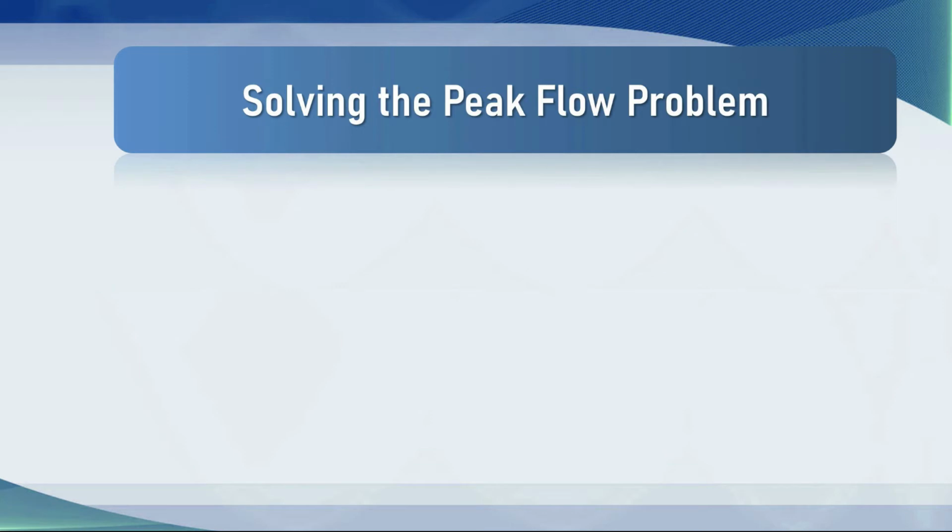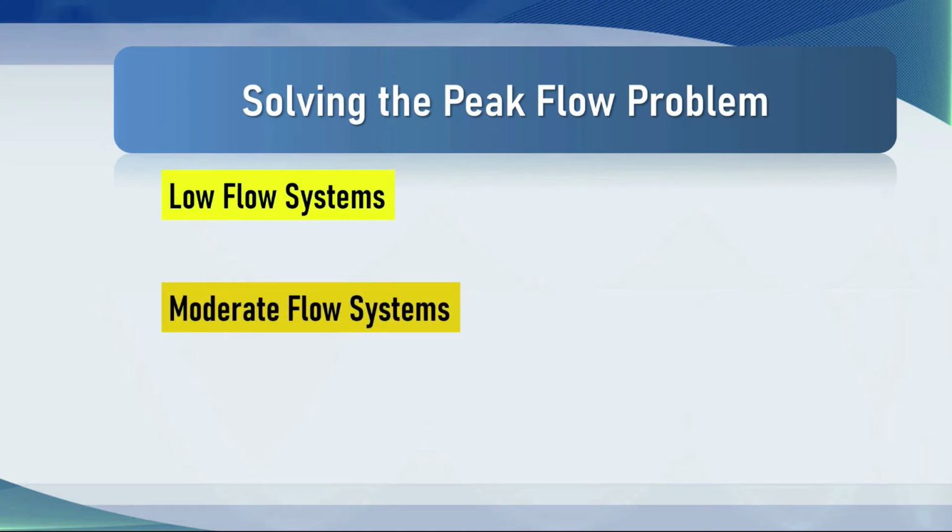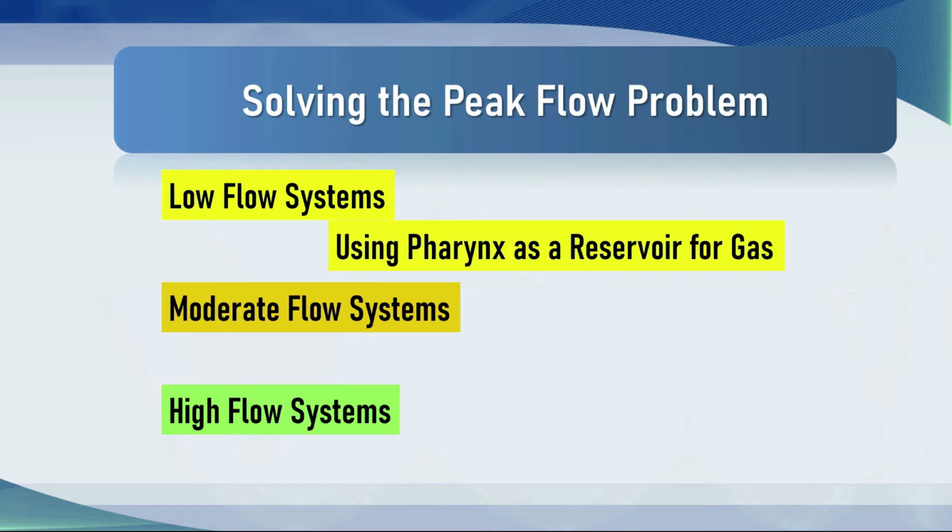So, how do we solve the peak flow problem? There are 3 types of oxygen delivery systems: low flow systems, moderate flow systems, and high flow systems. Low flow systems typically use the pharynx and perhaps a face mask as a reservoir for gas. When the patient inhales, flow is drawn from the fresh gas source and entrained from reservoir gas in the mask and the pharynx and blended with air from the room.